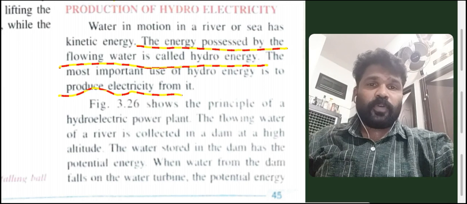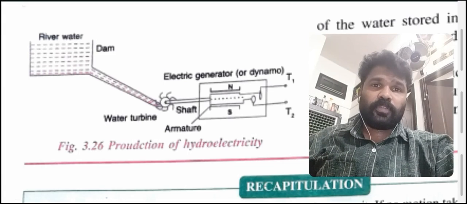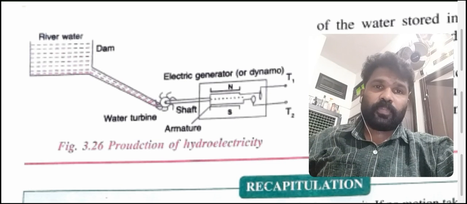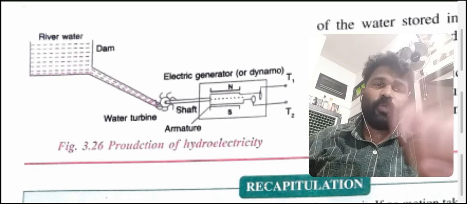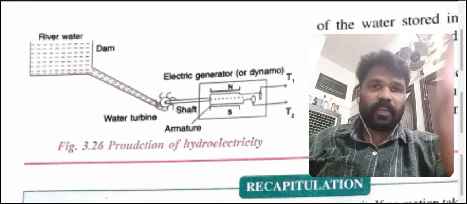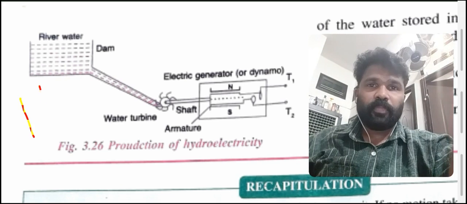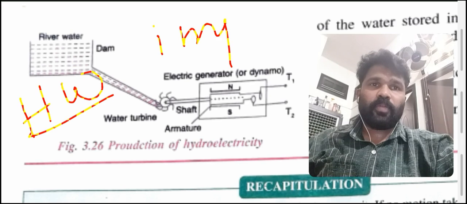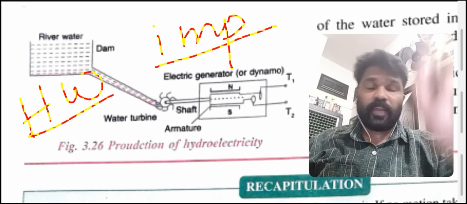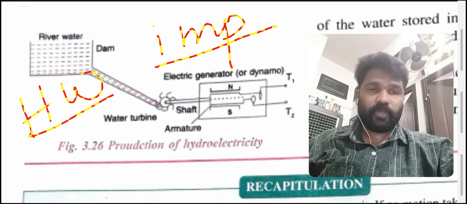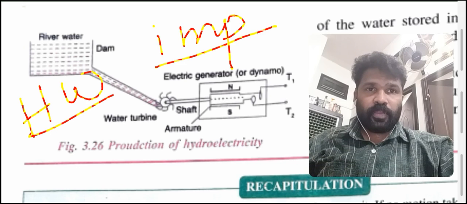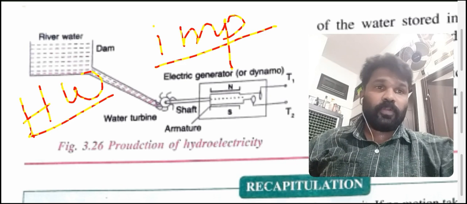Then observe figure 3.26. It shows how to produce hydroelectricity from river water. This diagram is very important. Please mark it as important, and draw it in a drawing sheet or in a drawing copy. Already I have given some important diagrams for you; along with those, you have to draw this one also.